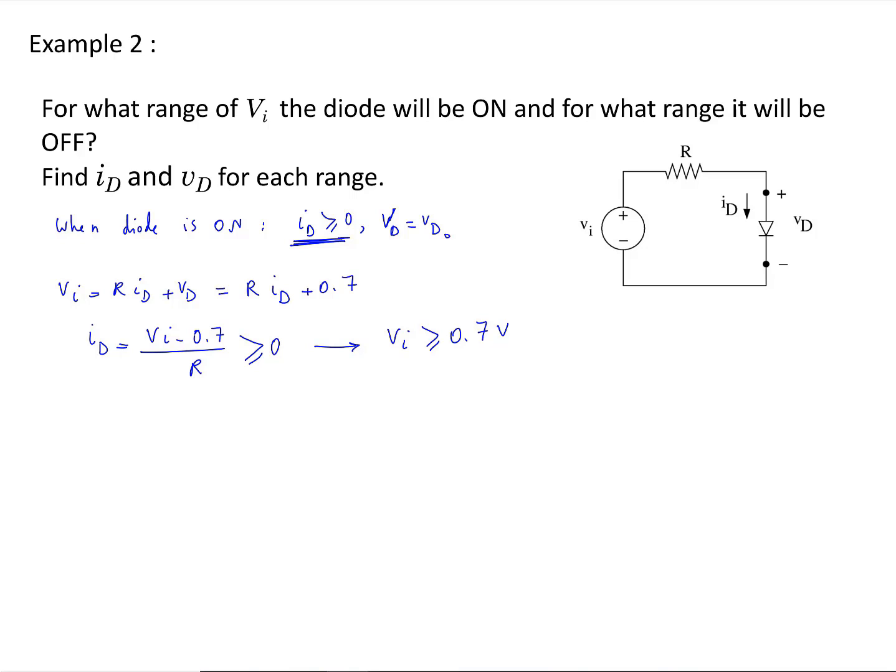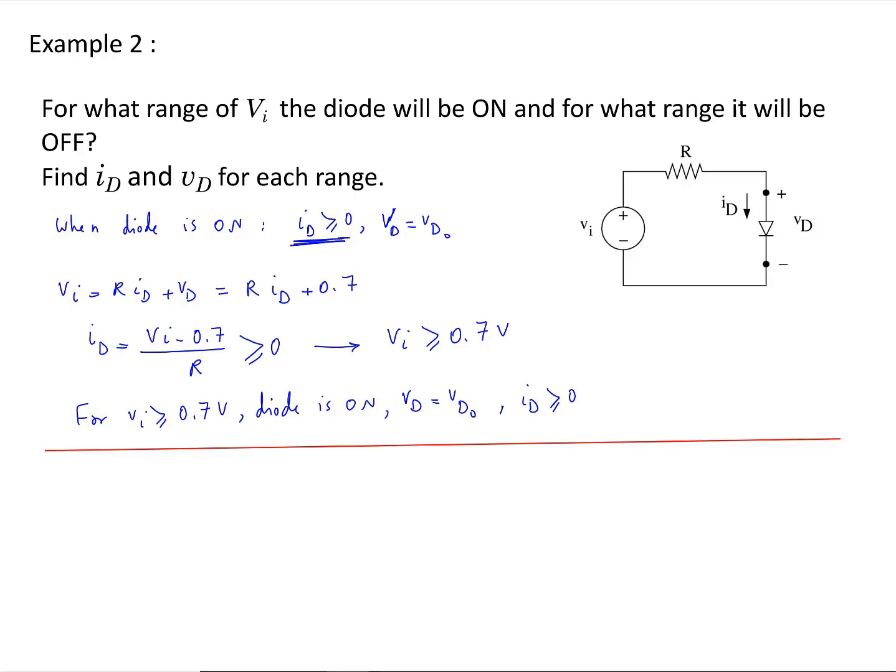0.7 volts of the voltage that is supplied by this voltage source is going to drop across the diode, and the rest is going to drop across the resistor R. So if VI increases from 0.7 volts, the voltage drop across the resistor is going to increase. Also, the current in the circuit is going to increase, but the voltage across the diode is going to stay at a constant value of VD0. For this range, for VI greater than or equal to 0.7 volts, the diode is on. VD is going to be equal to VD0, and ID is going to be greater than or equal to 0.